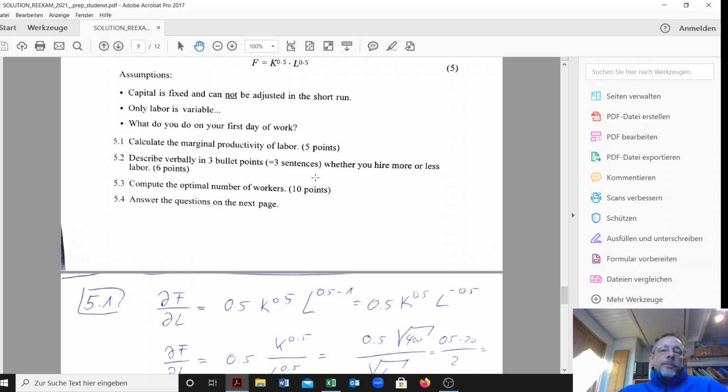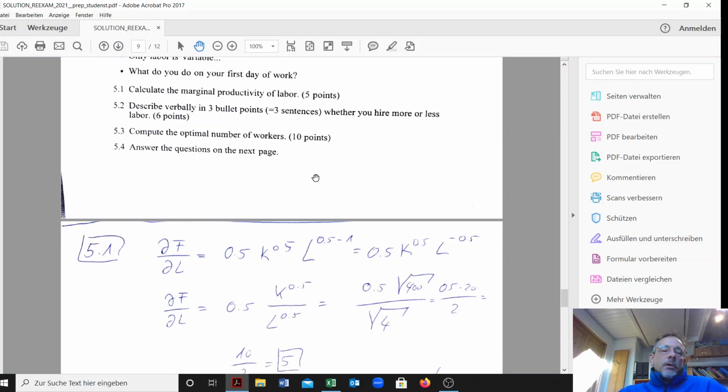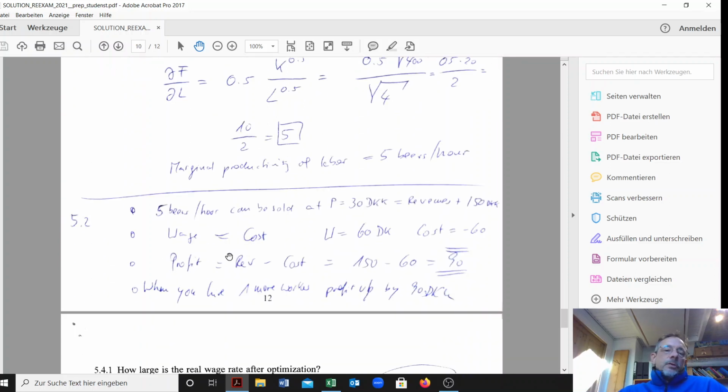Describe verbally in 3 bullets whether you hire more or less labor. So when you hire one additional worker, he can create 5 beers per hour, which can be sold at the price of 30 Danish krona. So the revenues would be up by 150 Danish krona.